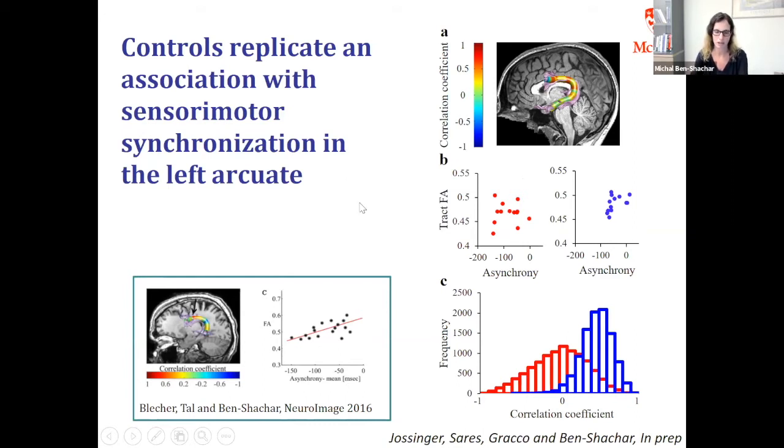The effects are very weak. This is a small sample of controls, but you can see something reminiscent of what we found in another sample of controls. And you do not see the same level of association in the adults who stutter in the other group. And this difference is pretty significant.